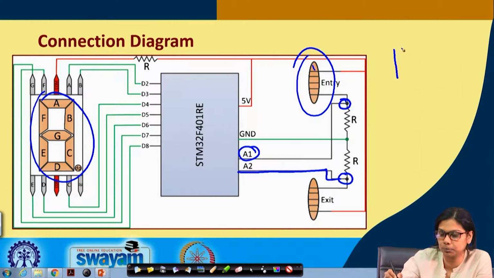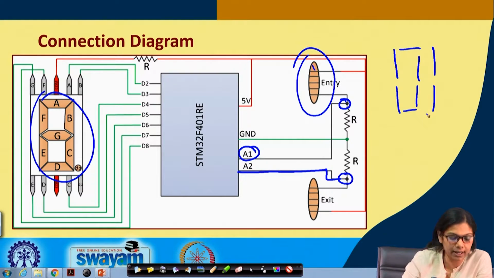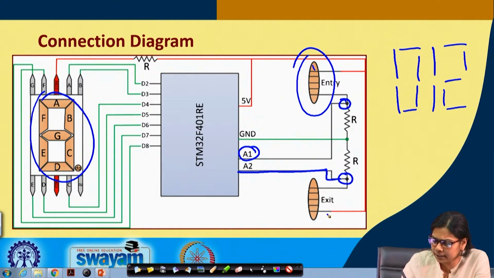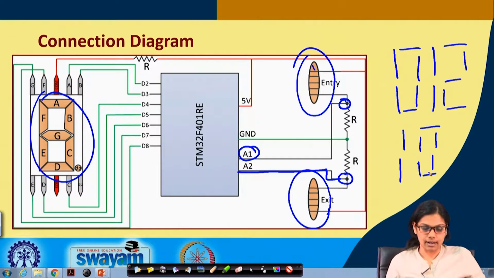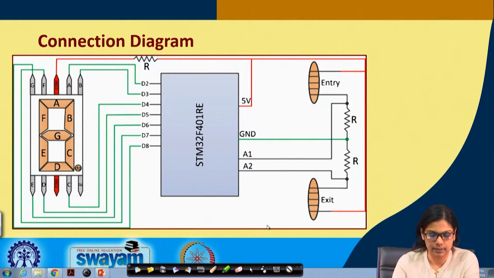Let us say initially it was displaying 0, then it will display 1. When again it gets incremented, it will display 2. But if now somebody exits, then what will it display? Once somebody crosses this exit once, then again it will display 1. If again somebody exits, it will display 0. Okay, and so on. Let us see how this code is written.